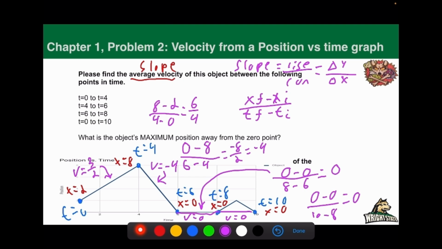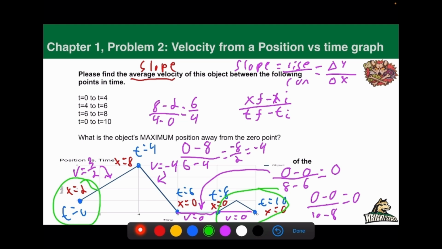Cool. All right, let's now look at our last one, which is t equals 0 to t equals 10. Let's look at the whole crib. So between this point, I'll use a different color for this, between this point and this point. So again, slope is rise over run. That's going to be final x minus initial x over final time minus initial time.